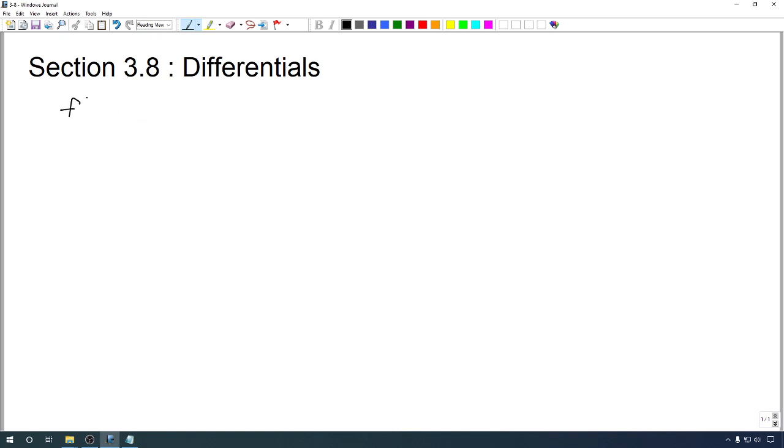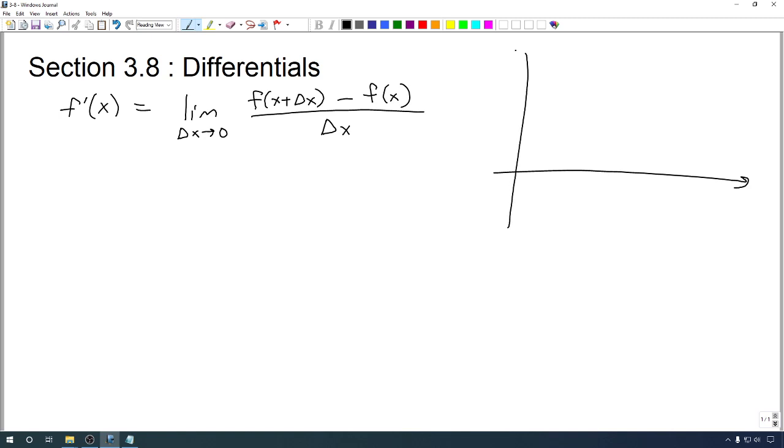It said that the derivative of a function was equal to the limit as some delta x goes to 0 of f of x plus delta x minus f of x all over delta x. And the idea was that if we had our graph, we have some point on our graph, this gives us the slope of the tangent line.